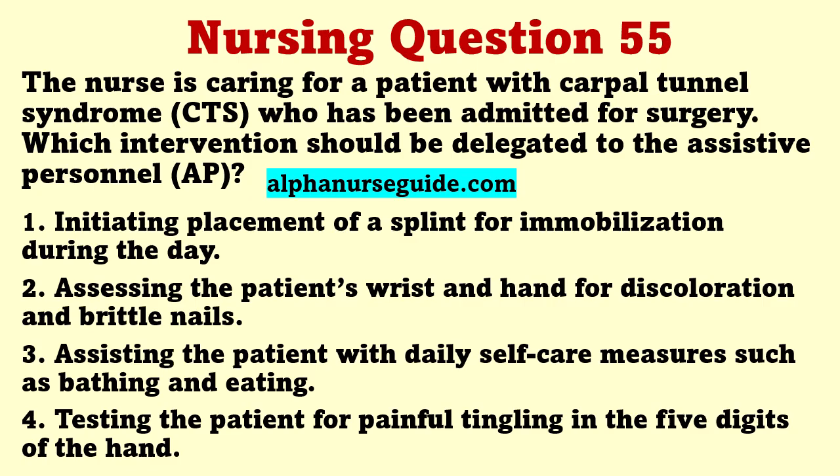The correct answer is 3. Assisting the patient with daily self-care measures such as bathing and eating. Rationale: helping with activities of daily living is within the scope of practice of APs. Placing a splint for the first time is appropriate to the scope of practice of physical therapists. Assessing and testing for paresthesia are not within the scope of practice of APs and are appropriate for professional nurses.